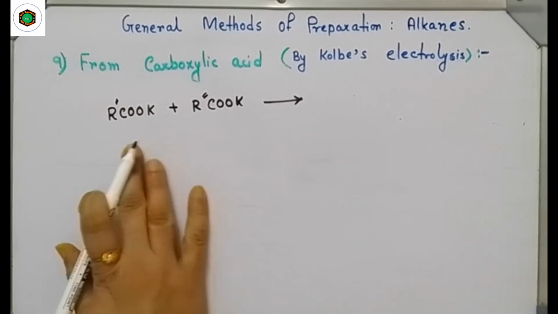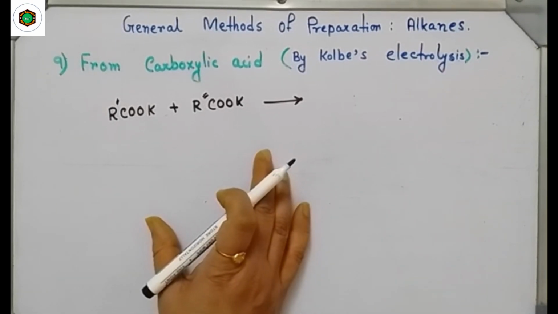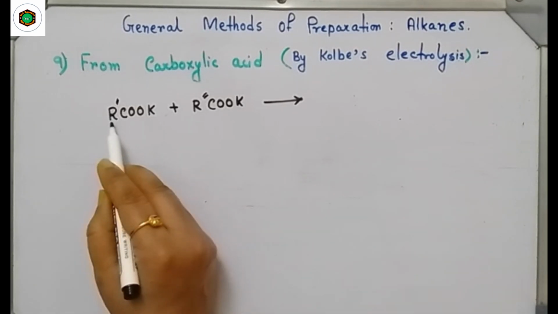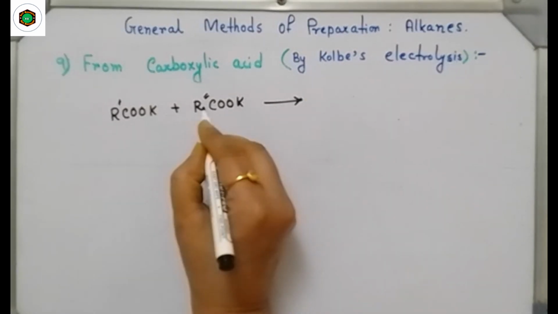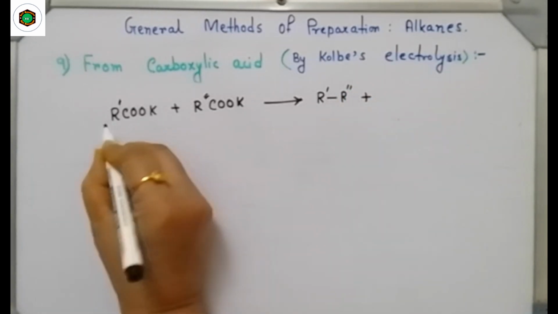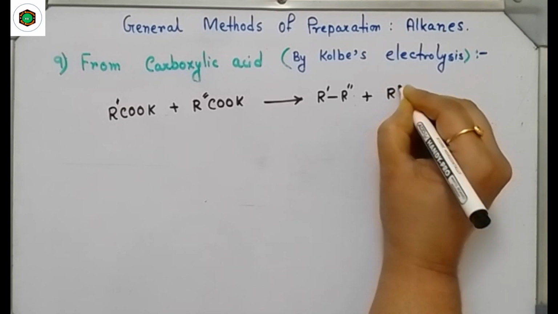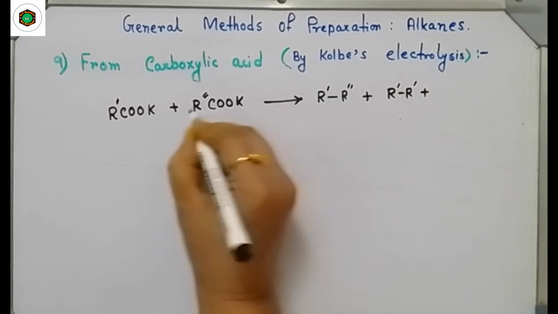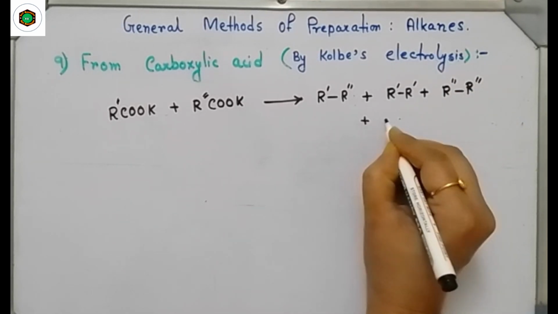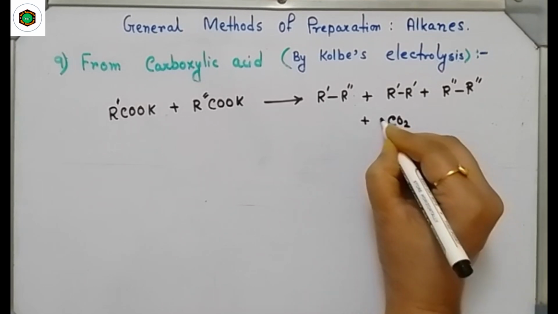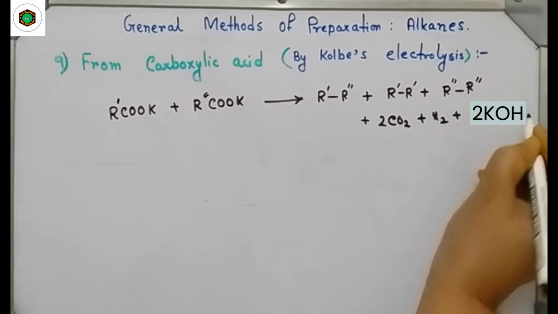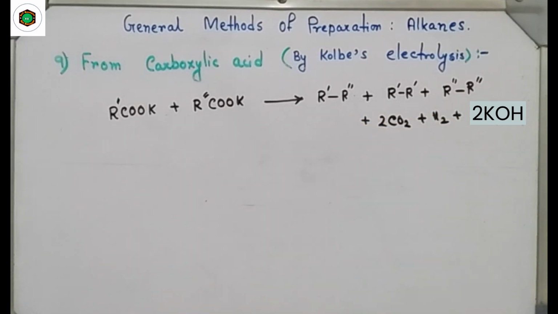Now if we have a mixture of carboxylic acid salts, what products will we get? All possible alkanes we will get. Means from here we will get a combination of this and this, giving this alkane. A combination of these two will give this, and a combination of these two will give this, plus carbon dioxide, hydrogen, and so here we are getting a mixture of alkanes.